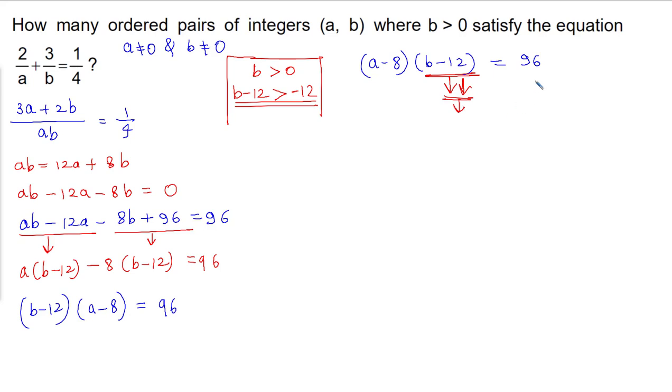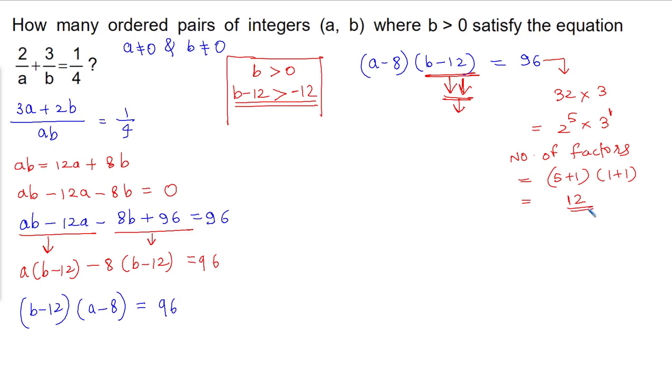Now over here 96 is what? 96 is 32 into 3, and 32 is 2 to the power 5, so 96 is 2 to the power 5 into 3. Total how many factors is this number having? The number of factors is (5 + 1)(1 + 1) = 6 into 2, that is equal to 12 factors in total.